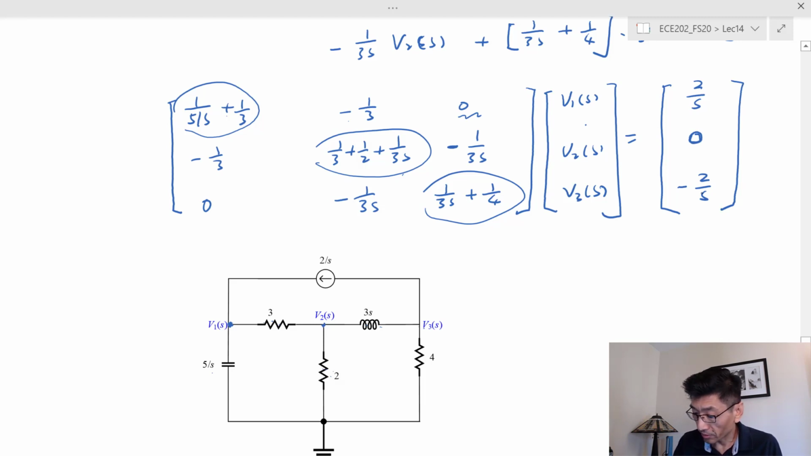And on the right-hand side are the current sources. Okay, we're going to look at a few examples, the 3 cases with the voltage source. If you have a voltage source in node voltage analysis, it's a little bit different story. We're going to take a look at that in a moment.